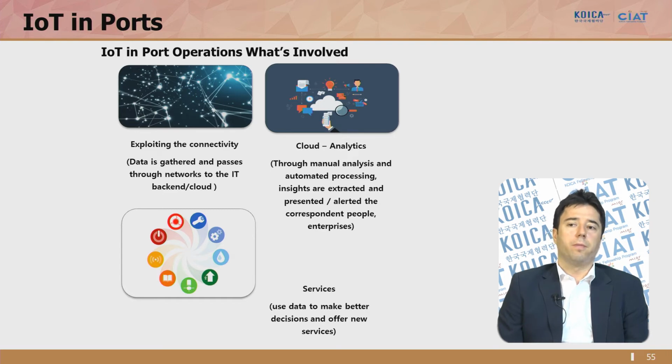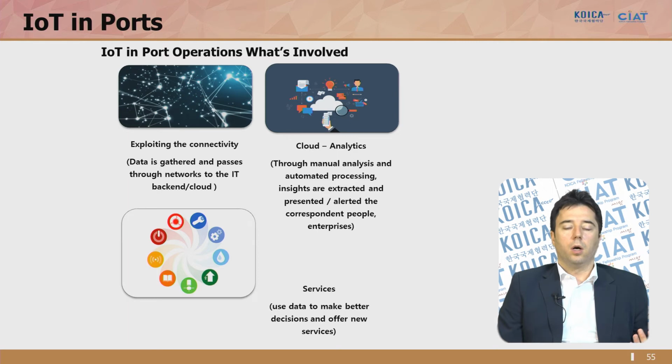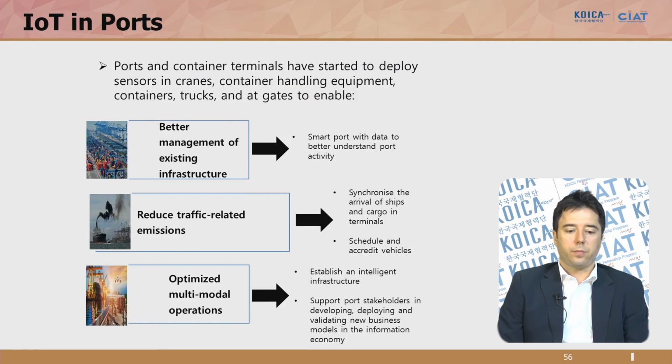Insightful information very much means, for the people or for the company using it, how can we improve a specific process? For example, if one day the port is experiencing heavy congestion, we collect data, and how can we relieve such congestion? This could be at sea, this could be in the port area. Or how can we free space in the yard? How can we move containers in and out more effectively? So ports and container terminals have started to deploy sensors in cranes, in container handling equipment, in containers, in trucks, but more generally in vehicles, and at gates to enable specific processes.